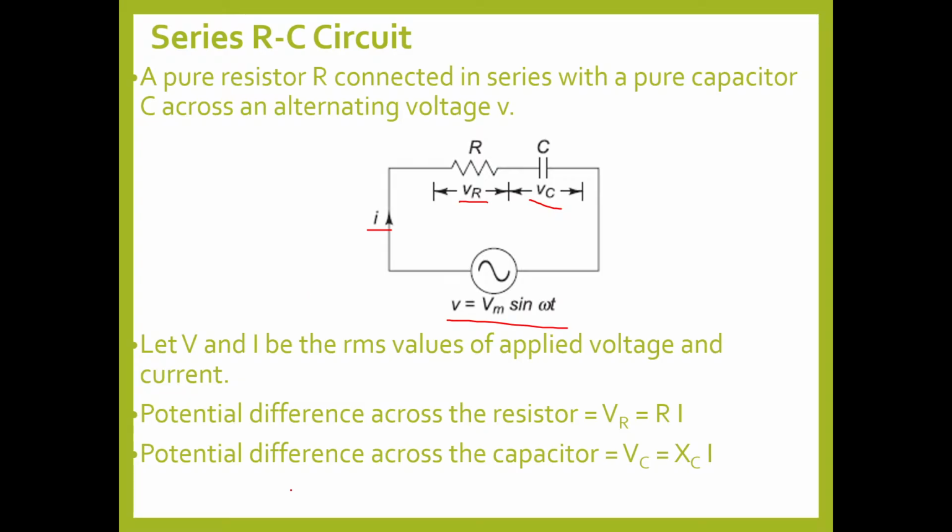Now, what is VR? VR is nothing but R into I. Here I have mentioned small i. And what is the voltage across the capacitor? VC is equal to XC into I. So now, what is V? The source voltage V is the vector sum of VR and VC.